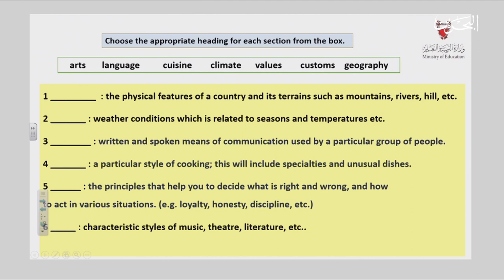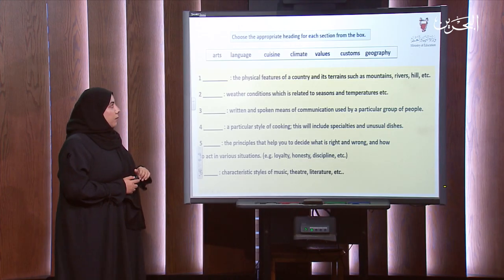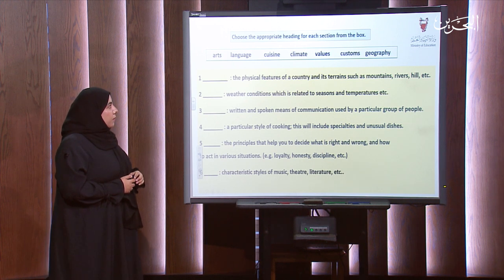Here is another question. Choose the appropriate heading for each section from the box. So you have 6 definitions. I want you to match them, or choose the appropriate heading that matches the definition itself. You have 2 minutes.